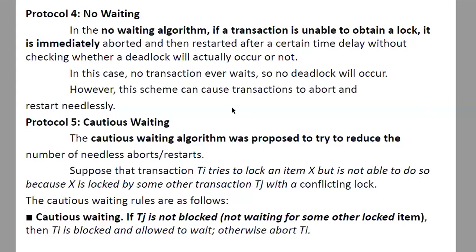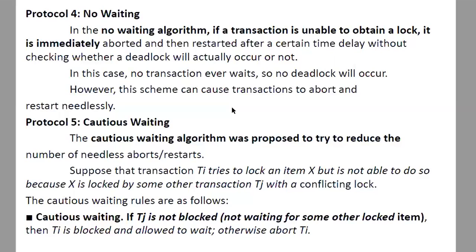And so the problem here is the transaction cost to abort and restart needlessly. So if a particular transaction keeps on checking the particular data item, it will be taking needless effort. Okay, so the next protocol is cautious waiting.